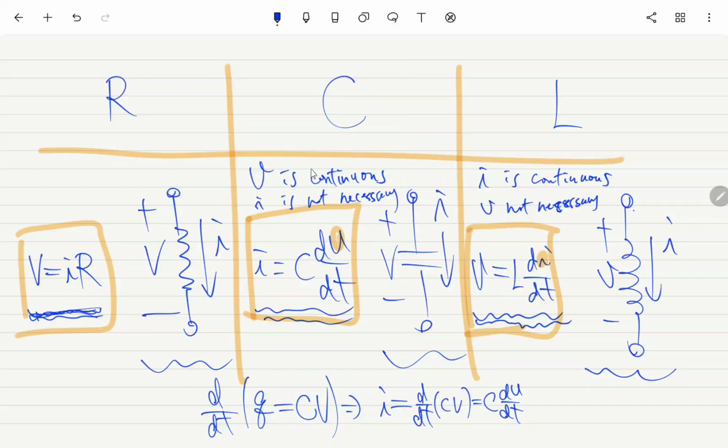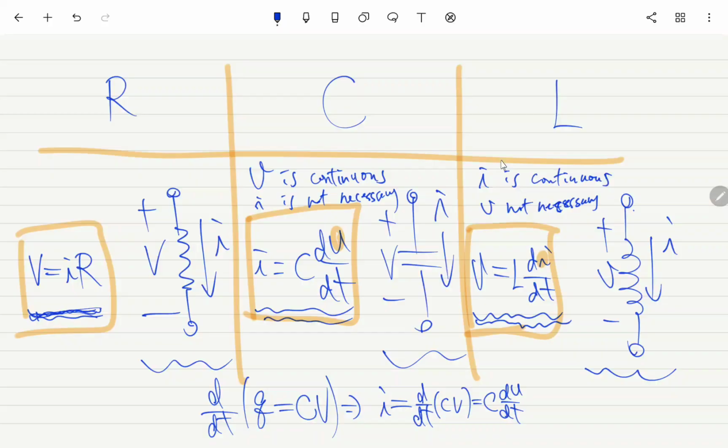If V is really differentiable, then I is continuous. But sometimes V is not necessarily differentiable, but at least V has to be continuous for C. Otherwise, if V is not continuous, the derivative will be infinitely large. As for the inductor, I must be continuous, so V may not be continuous at that point if it is not differentiable. But at the very least, for the capacitor, V is continuous.